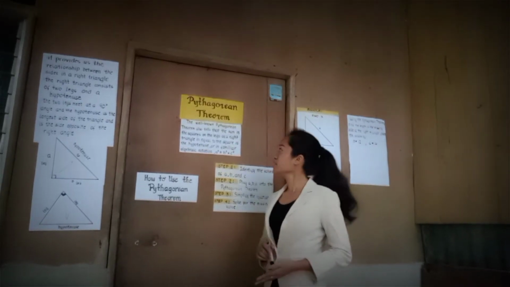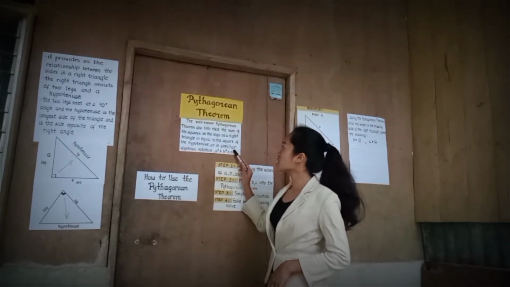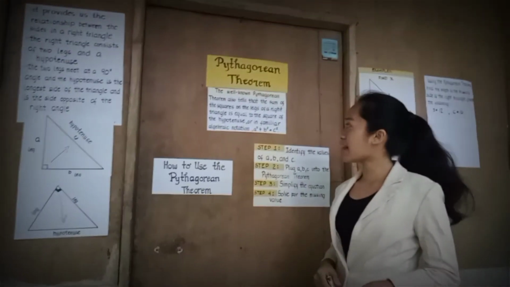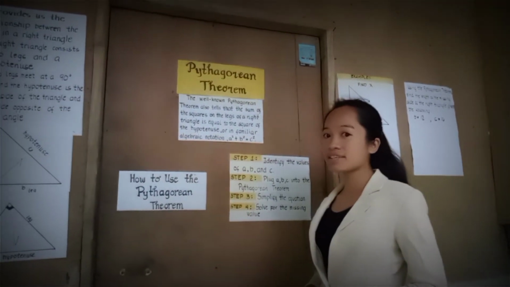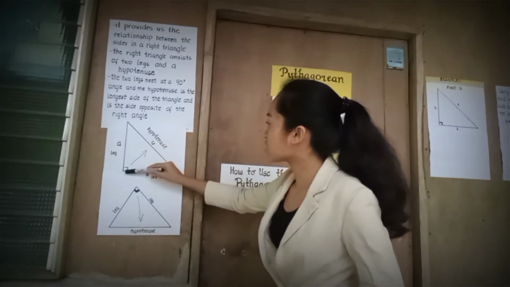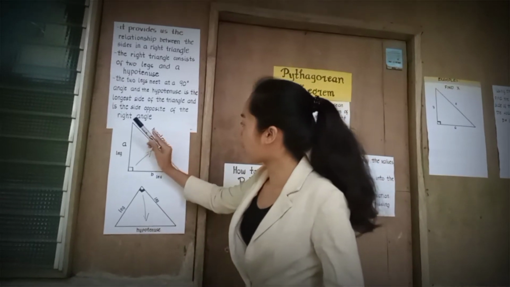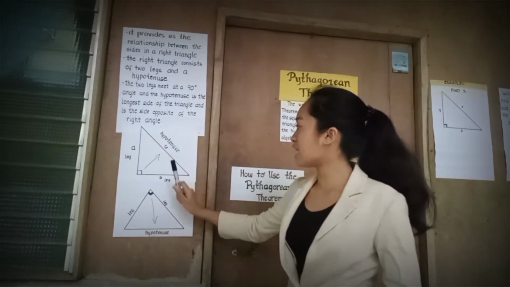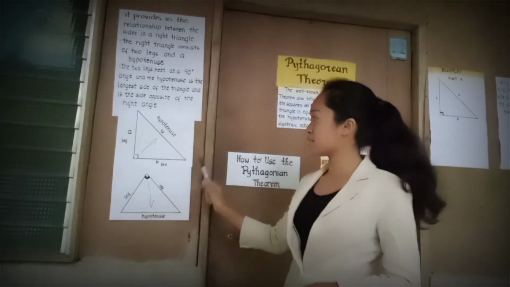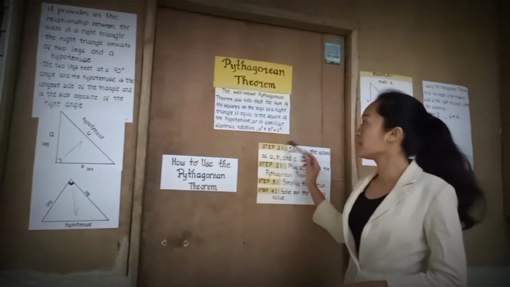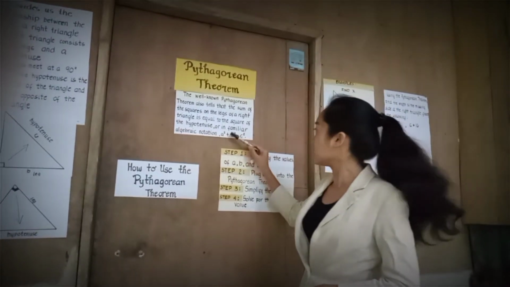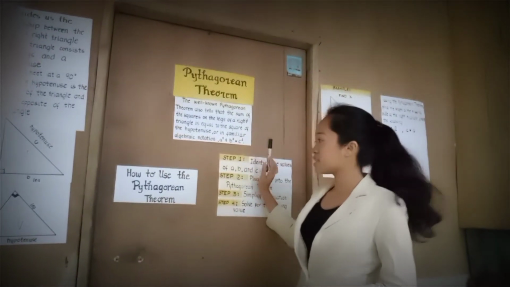The well-known Pythagorean theorem also tells us that the sum of the squares of the legs of a right triangle is equal to the square of the hypotenuse. So, the square of one leg is added to the square of the other leg, and it is equal to the square of the hypotenuse, or in the familiar algebraic expression, a squared plus b squared equals c squared.